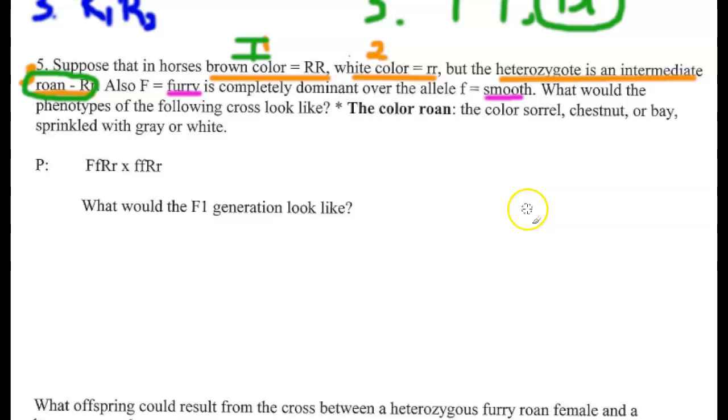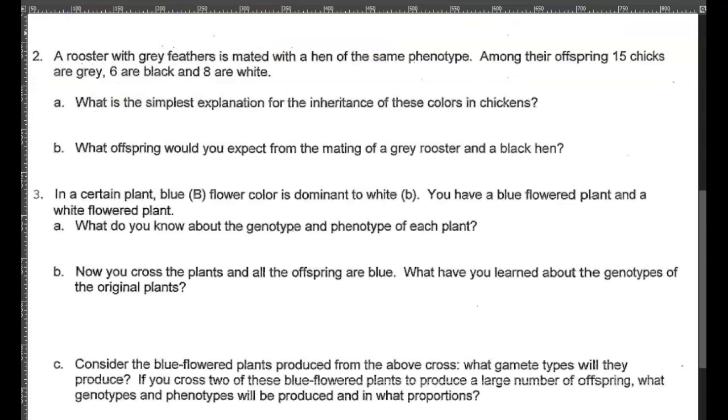So what would the phenotypes of the following cross look like? So we could take a shortcut. So again, I'm not going to do that. You might want to try to do that, the tree method. This is the last problem for this video. And let's go take a look at this question because you might see something like it in the future.